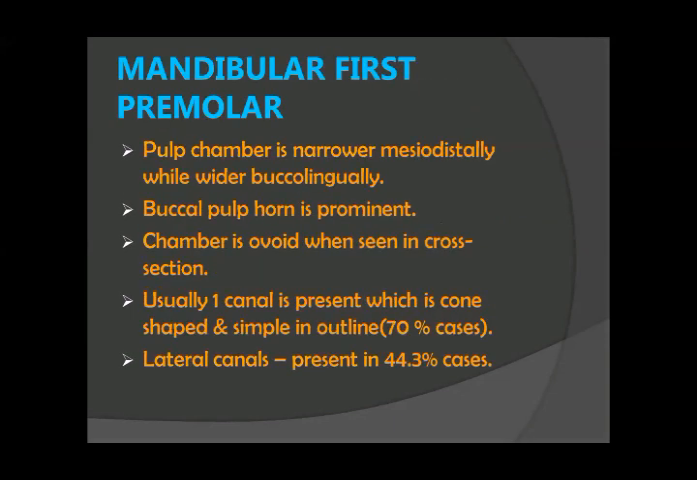Mandibular first premolar. Pulp chamber is narrow mesiodistally while wider buccolingually. Buccal pulp horn is prominent. Chamber is wide when seen in cross section. Usually one canal is present, which is oval in shape with simple outline in 70% cases. Lateral canals present in 44.3% cases.